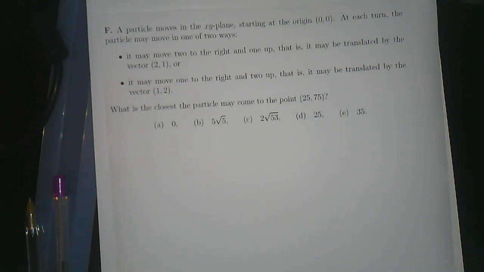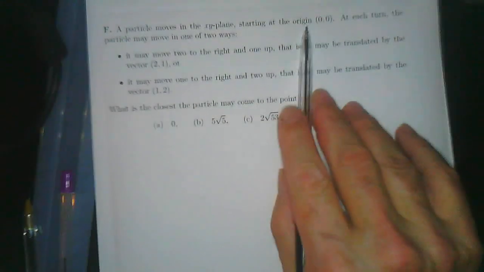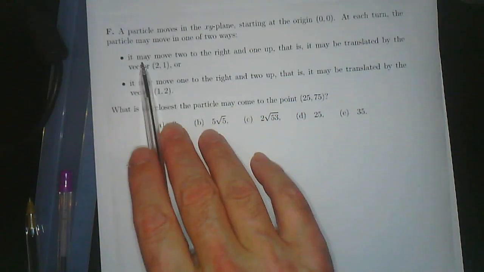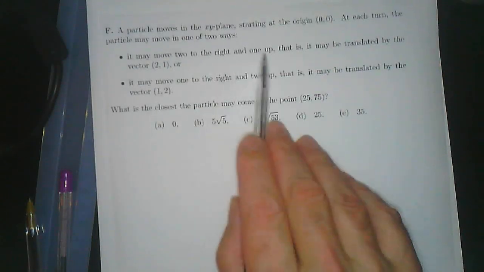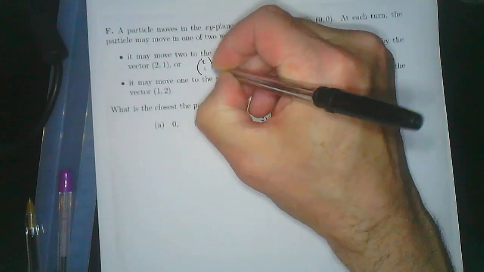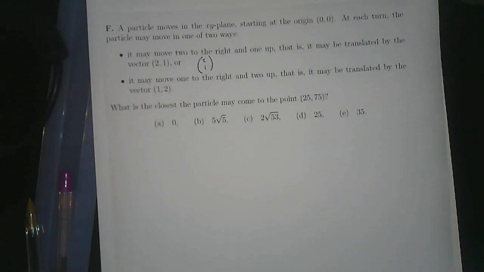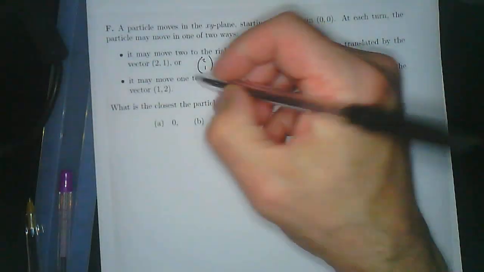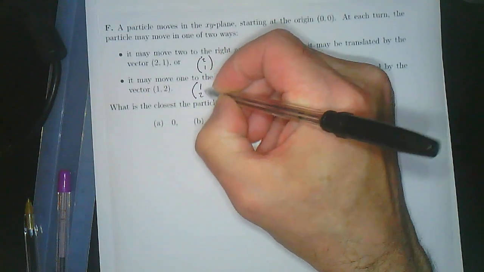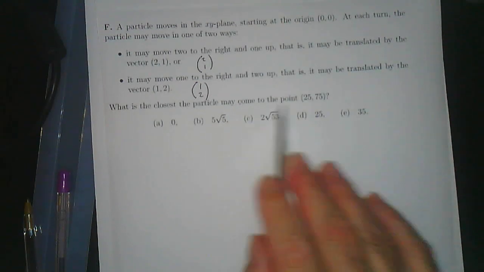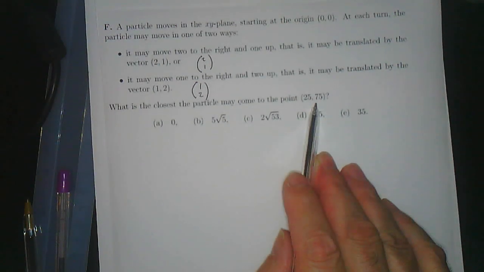A particle moves in the xy plane, starting at the origin. At each turn, the particle may move in one of two ways. It may move 2 to the right and 1 up. That is, it may be translated by the vector (2, 1). So I'm going to rewrite that as a vertical column vector. And then similarly, it may move 1 to the right and 2 up. That is, it could move 1 to the right and 2 up. And it says, what is the closest the particle can come to the point (25, 75)?